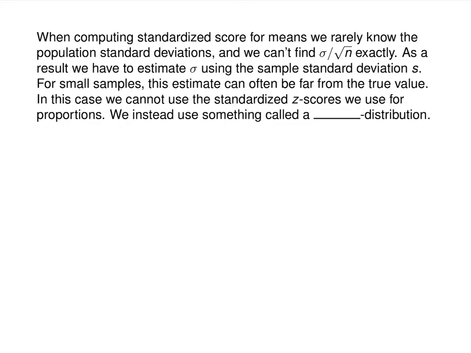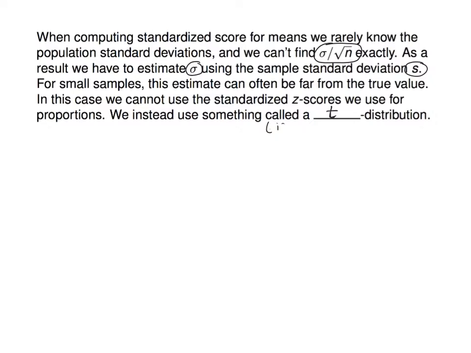Okay, the previous stuff we did, in example 4, were population proportions. Now we're going to talk about what happens when you compute a standardized score for means. And in this case, for means, you rarely know the population standard deviation, and you can't find this sigma over root n exactly. As a result, in practice, we have to estimate sigma using the sample standard deviation s. And for small samples, this estimate can often be far from the true value. In this case, we cannot use the standardized z-scores we use for proportions. We use instead something called a student's t-distribution.